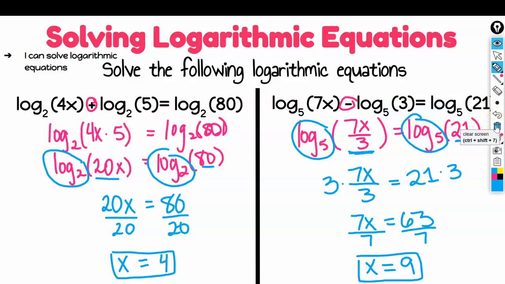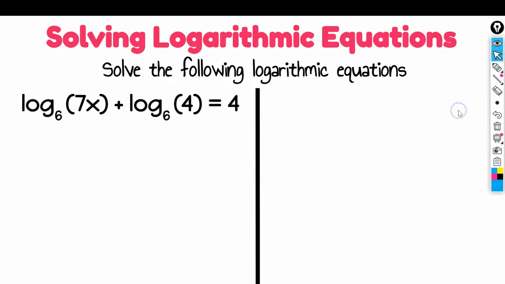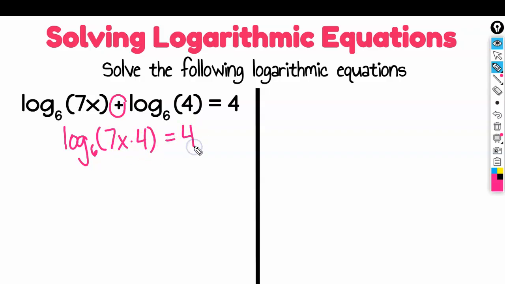Now, we will have another type of problem, and that is what we will see here. So notice that we have two logs with the same base. They're adding, so I'm going to use product property. Now, 7x times 4 is 28x, so we'll simplify that. Equals 4. Now, what I don't have here is two logs with the same base on both sides of the equal sign. So, how do I get x alone?